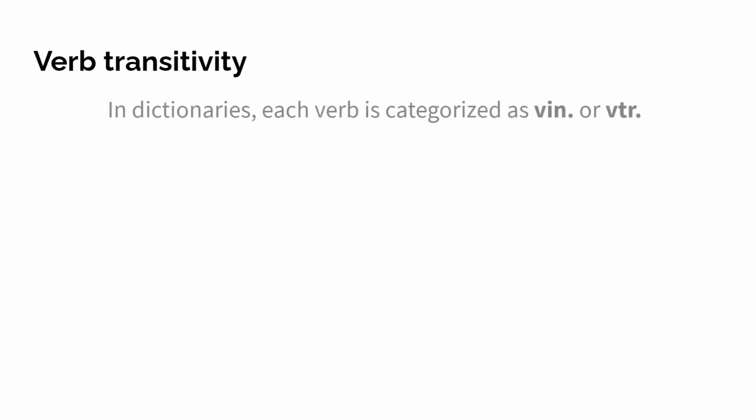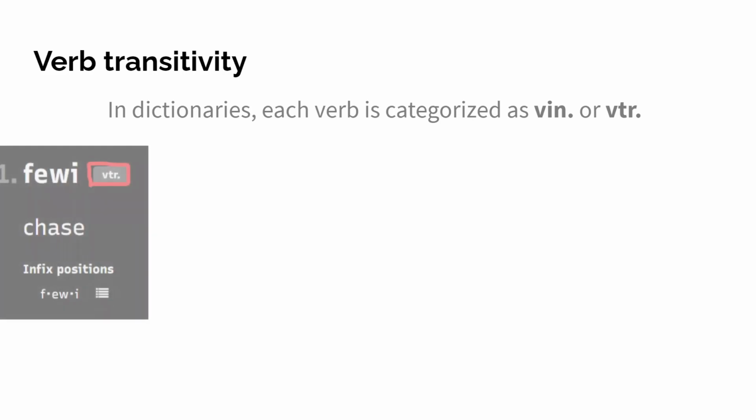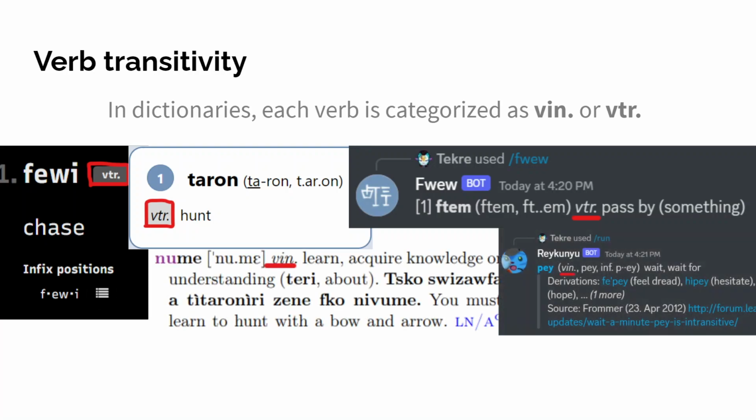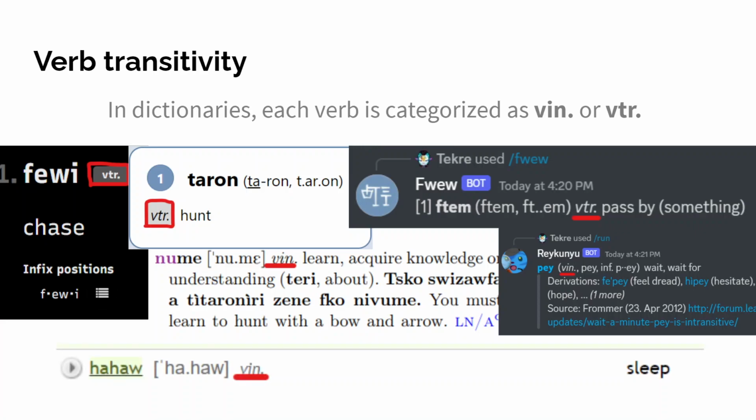Now that we talked about L and T, we also have to talk about verb transitivity. That sounds like a very fancy, bit scary linguistic term, and maybe it is, but let's break down what it actually is. In dictionaries, each verb is categorized as either vin. or vtr. I have some pictures here from different dictionaries, and you see, I marked it on every picture. All the verbs you see here are categorized. They either have a vtr. or vin. But what the hell does it mean?